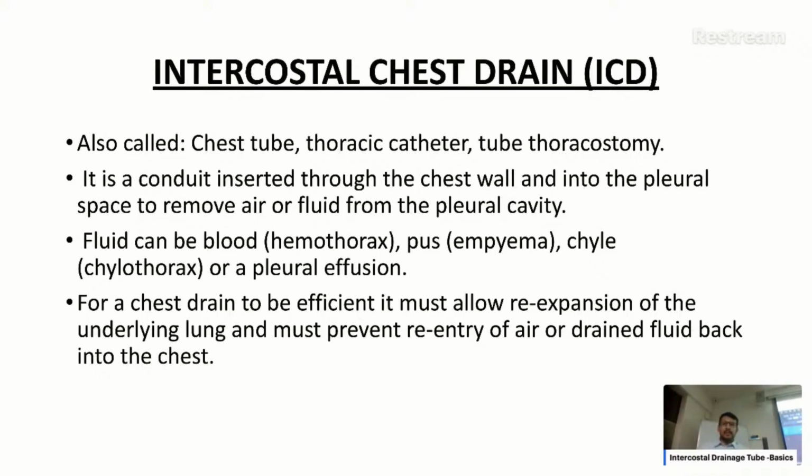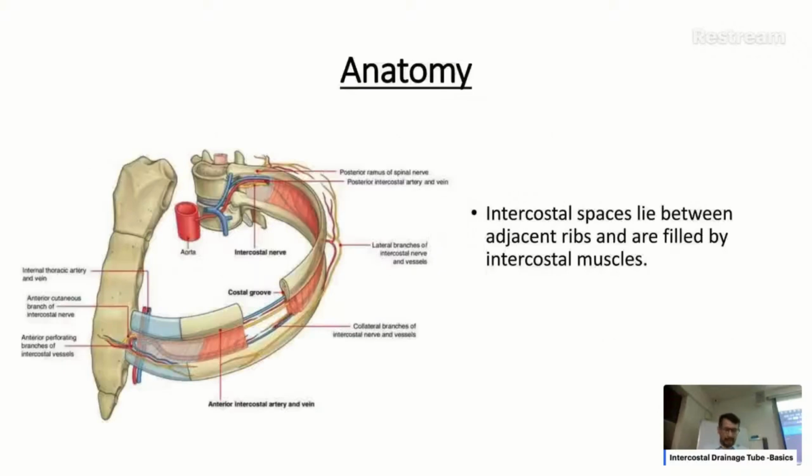So, to begin with, intercostal chest drain or ICD is also known as chest tube, thoracic catheter, or tube thoracostomy. It is a conduit inserted through the chest wall and into the pleural space to remove air or fluid from the pleural cavity. Fluid can be blood, pus, chyle, or pleural effusion. For a chest drain to be efficient, it must allow re-expansion of the underlying lung and prevent re-entry of air or drained fluid back into the chest.